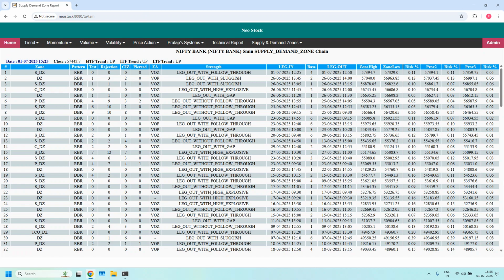So this is BANKNIFTY supply demand zone chain. So we have completed both NIFTY and BANKNIFTY supply demand zone chain generation. Next, we will generate sideways, bullish and bearish trade setups for monthly, weekly, daily and hourly income trades.